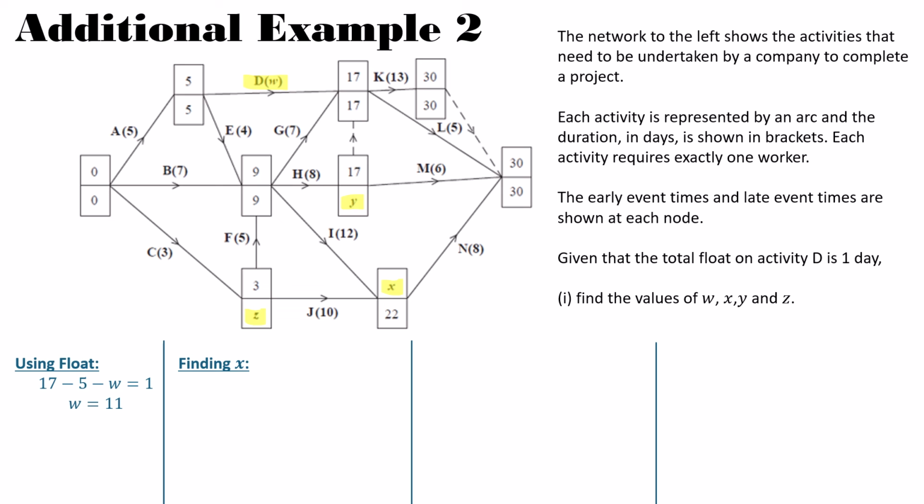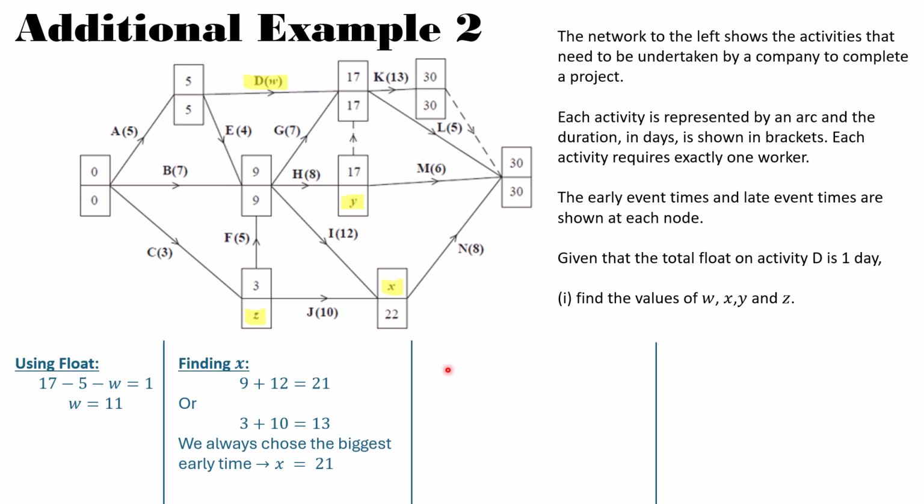So in order to find X, we're going to look at activity I. So we're starting I at 9 and it's going on for 12. That will give us 21. The other option here is J, so 3 plus 10, which will give us 13. For the early time, we always pick the biggest, therefore X is equal to 21.